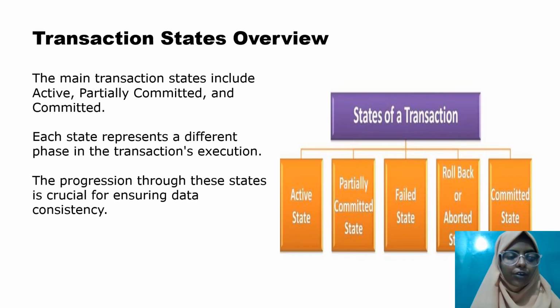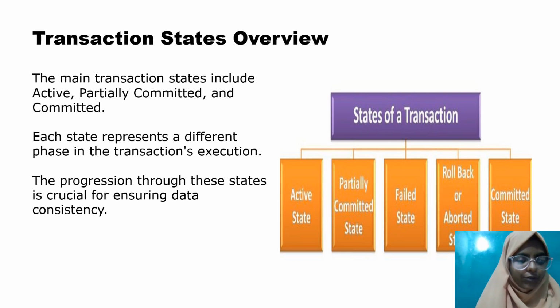Let us take a brief overview of transaction states. There are 5 states of a transaction: active state, partially committed state, failed state, aborted state, and lastly committed state. Of these 5 states, we are discussing the 3 main transaction states. Each state represents a different phase in the transaction's execution. The progression through these states is crucial for ensuring data consistency.